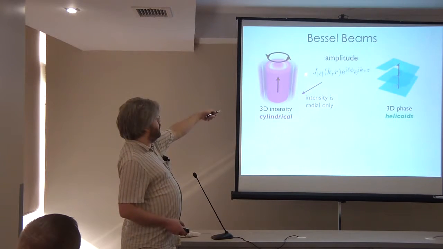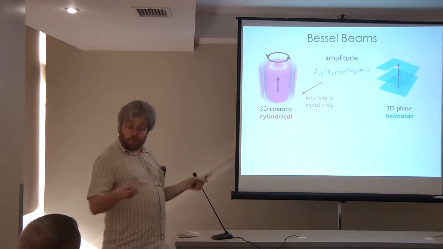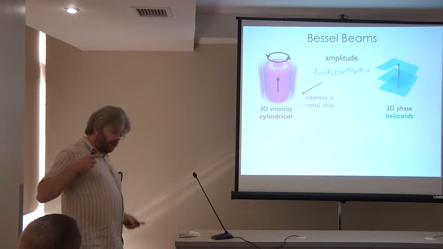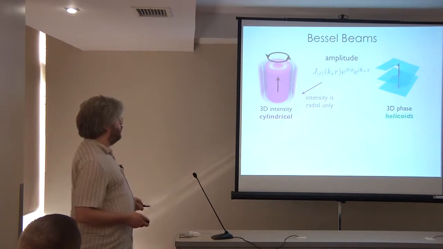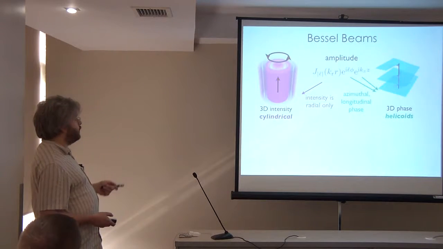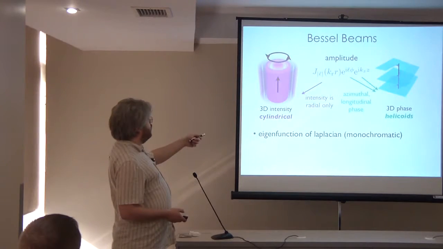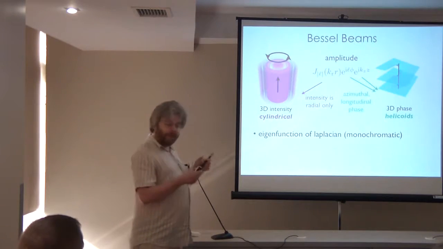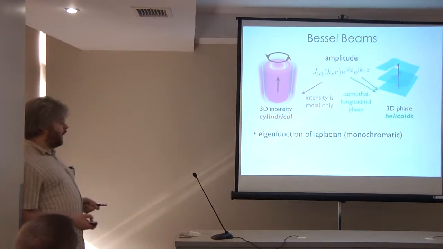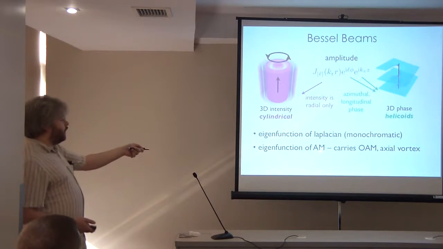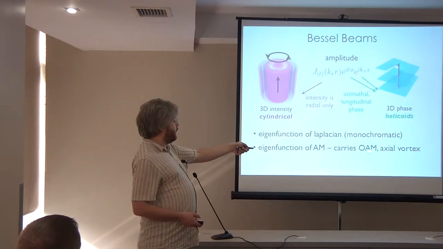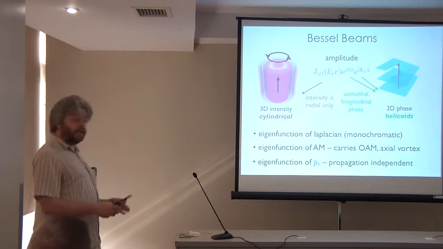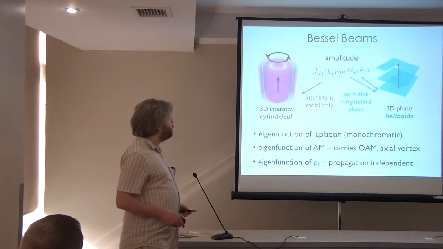So the only variation in intensity comes from this radial behaviour, and it's not an eigenfunction of radius, it's an eigenfunction of angle, and an eigenfunction of z if you think in terms of cylindrical coordinates. So what is a Bessel beam? It turns out a Bessel beam is an eigenfunction of the Laplacian. It satisfies the Helmholtz equation with eigenvalue k squared. It's an eigenfunction of angular momentum. It carries orbital angular momentum and has a vortex on the axis of the beam. And it's an eigenfunction of p_z. It doesn't change as it propagates.